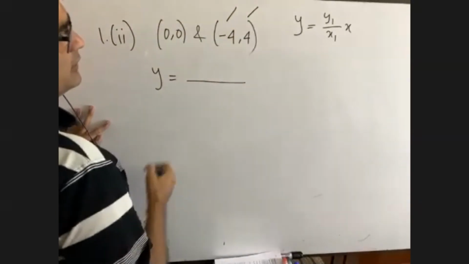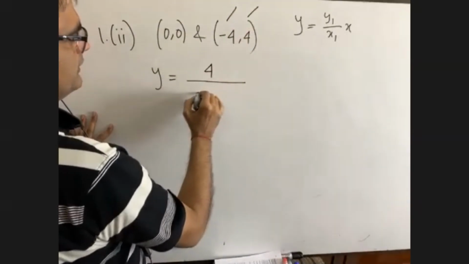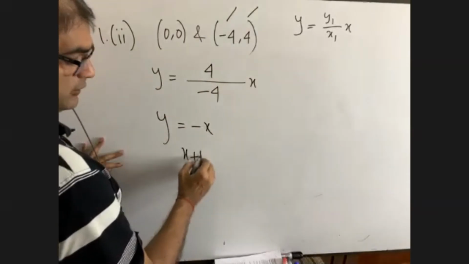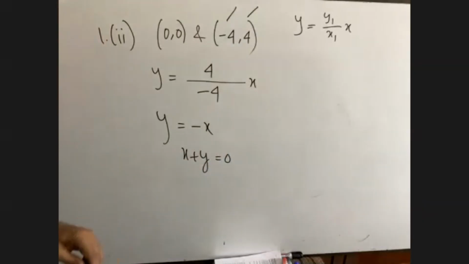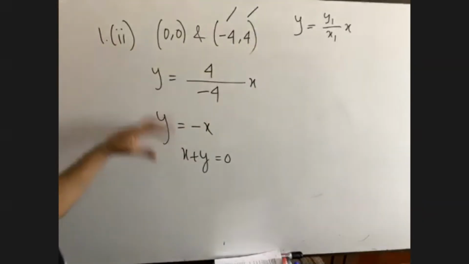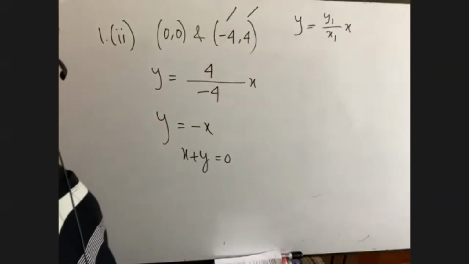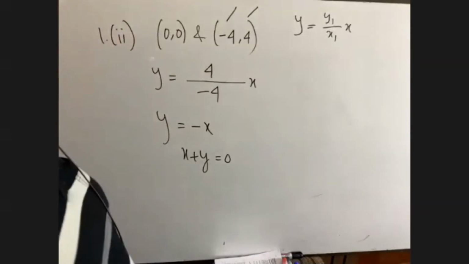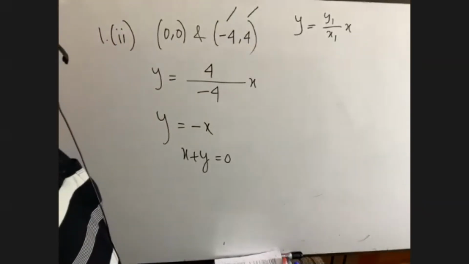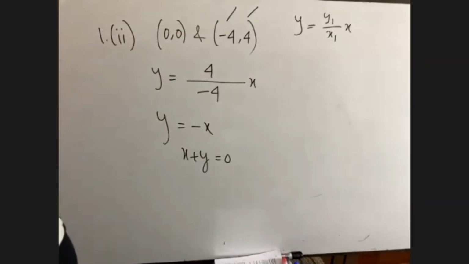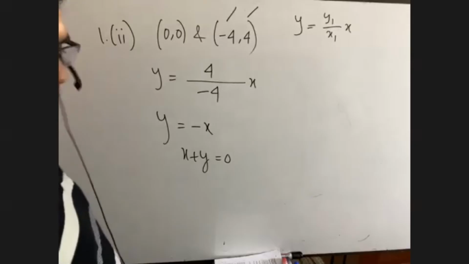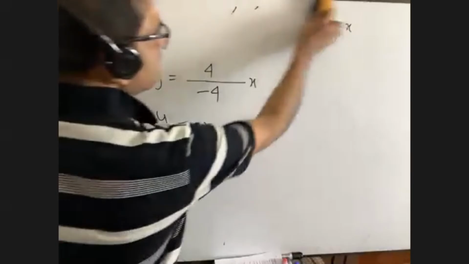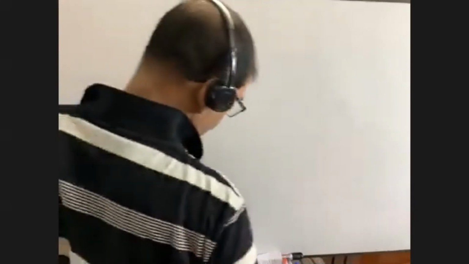Okay, that's good. Then we get (x − x1)/x1 = (y − y1)/y1. Multiplying, we get xy1 − x1y1 = x1y − x1y1. We are getting this cancelled. That means we get xy1 = x1y.